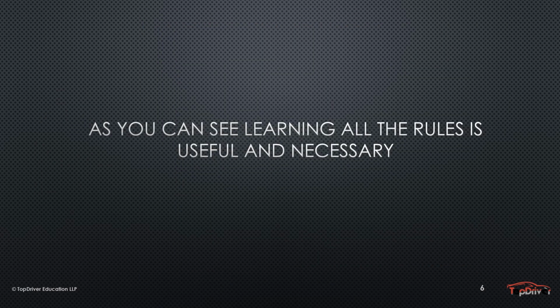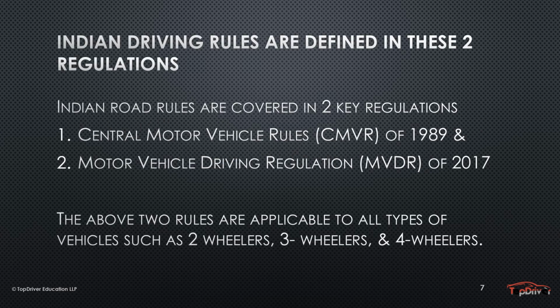So, as you can see, learning the rules is useful and necessary to be safe on the roads. Fundamentally, Indian driving rules are defined in these two regulations, one is the Central Motor Vehicle Rules called CMVR of 1989, and the other is the more recent Motor Vehicle Driving Regulation, also called MVDR of 2017. Now, these two rules are applicable to all types of vehicles such as two-wheelers, three-wheelers, four-wheelers, buses, cars, anything. You just have to adapt some of these rules based on the type of vehicle that you're driving.